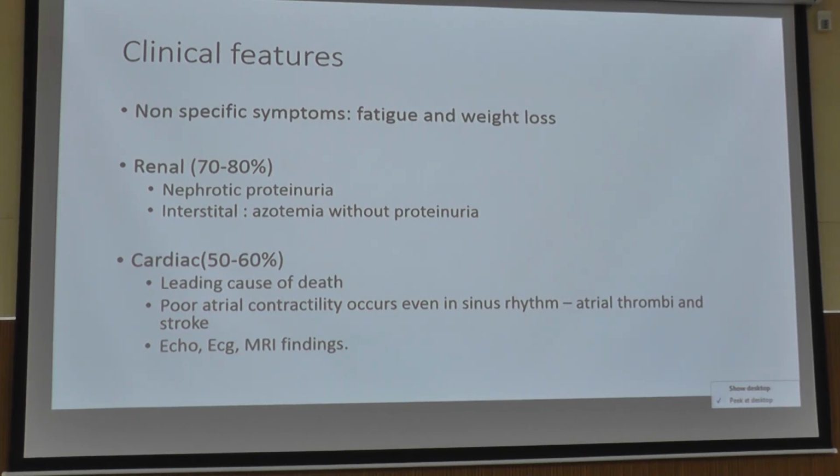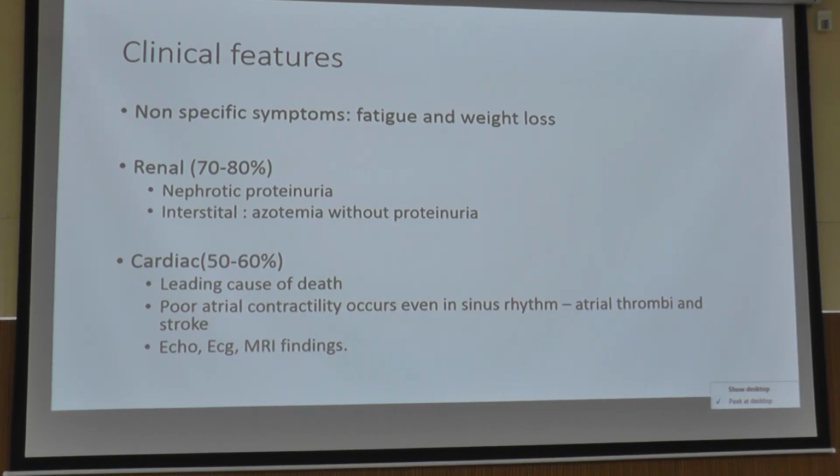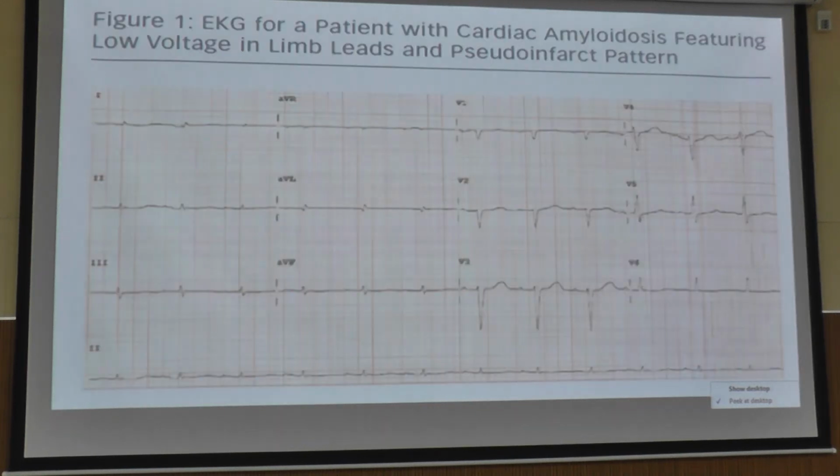There will be sinus rhythm, but atrial contractility will be very poor. Because of this, there is a risk of clot formation and atrial thrombus. This can be easily picked up from the echo and ECG; you can also do an MRI. But most of the time ECG and echo will help you identify the cardiac pathology. The common finding in the ECG is low voltage complexes in the limb leads, where the limb leads show less than 5 mm height.